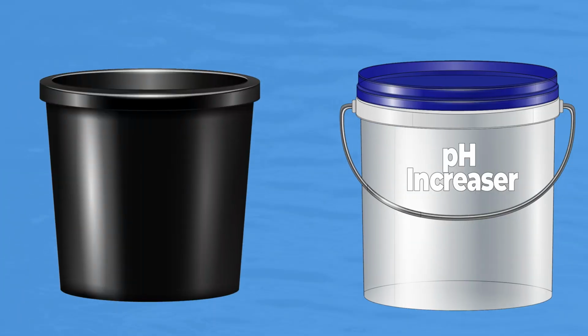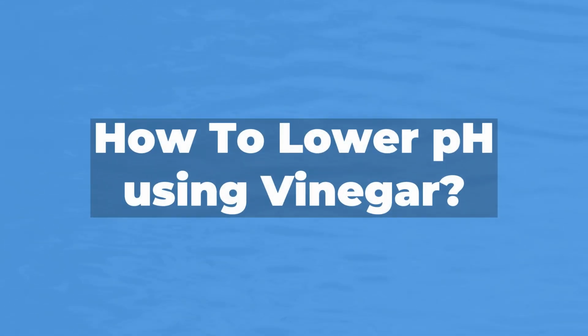If the pH is too high, repeat the process. If the pH is too low, add pH increaser, and if the pH and alkalinity are at a normal range, enjoy your hot tub. Next, how to use vinegar to lower pH levels in a hot tub.